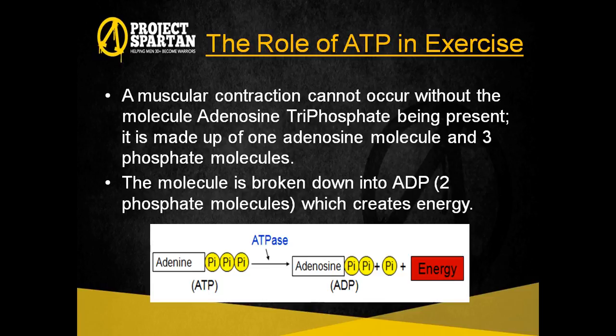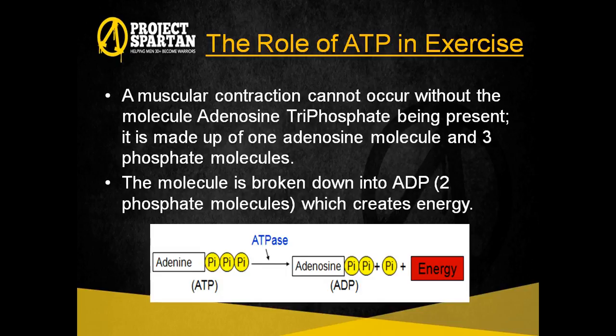To start with, we'll look at the role of what's called adenosine triphosphate in exercise. Now this is a molecule that's very important to the whole creation of energy. A muscular contraction cannot occur without the molecule adenosine triphosphate being present. It is made up of an adenosine molecule and 3 phosphate molecules.